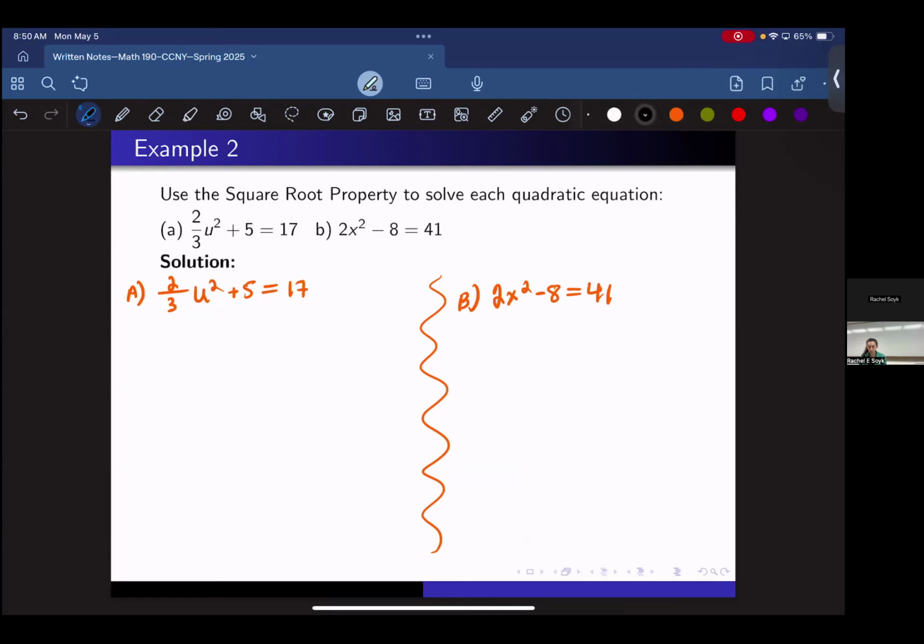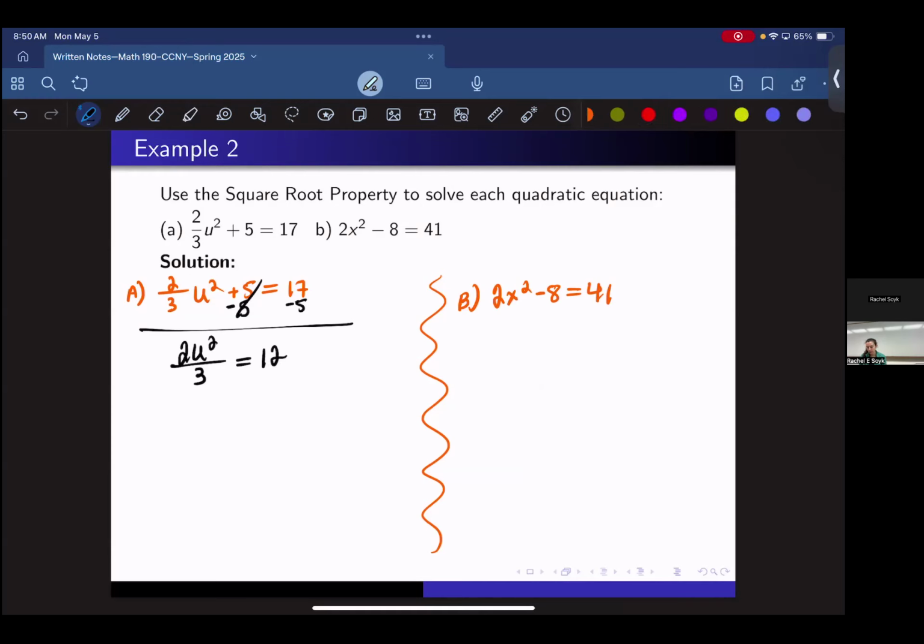So again, square root property, we need to isolate that square root. So in that first example, let's subtract 5 from both sides. So we're looking at 2/3 u squared, which is really the same as 2 u squared all over 3. And then 17 minus 5 gives us 12.